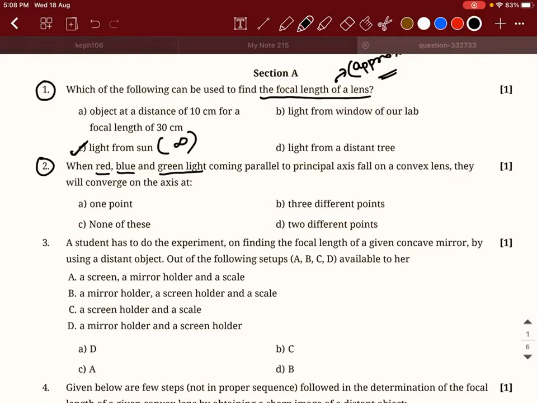Sir, 1 point, sir. Why? Sir, because all the rays passing parallel to the principal axis falling on the mirror will pass through 1 point on the principal axis, sir. That will happen if it is considered as a combined white light. Okay. But I know there's a slightly tricky part. The answer will be they will fall at three different points because they have different wavelengths.